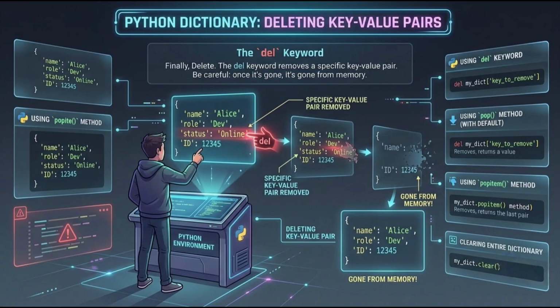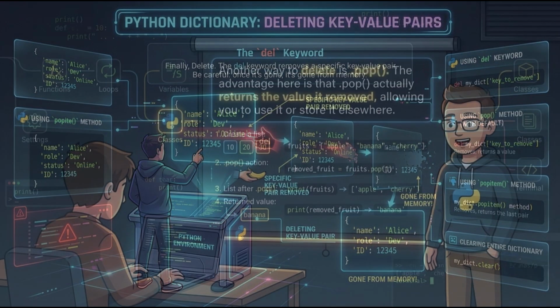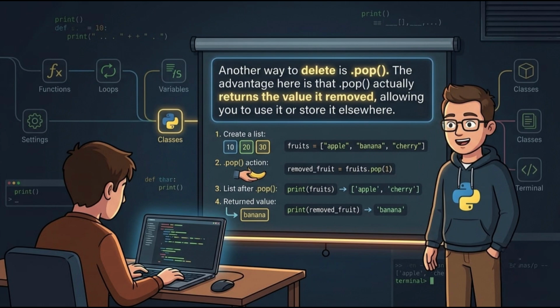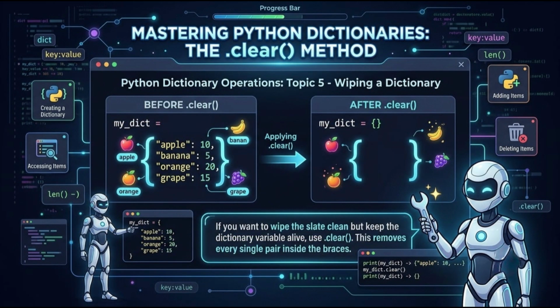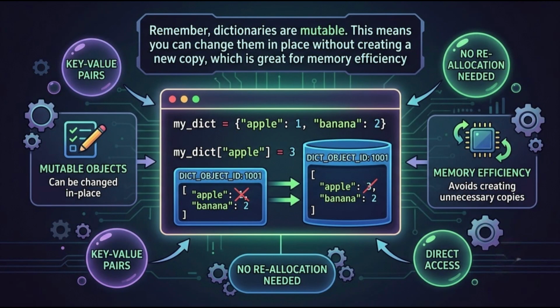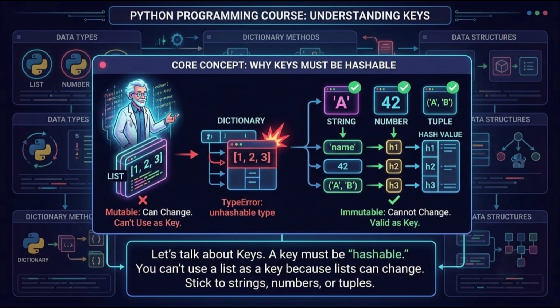Finally, delete. The del keyword removes a specific key-value pair. Be careful, once it's gone, it's gone from memory. Another way to delete is .pop. The advantage here is that .pop actually returns the value it removed, allowing you to use it or store it elsewhere. If you want to wipe the slate clean but keep the dictionary variable alive, use .clear. This removes every single pair inside the braces. Remember, dictionaries are mutable. This means you can change them in place without creating a new copy, which is great for memory efficiency.